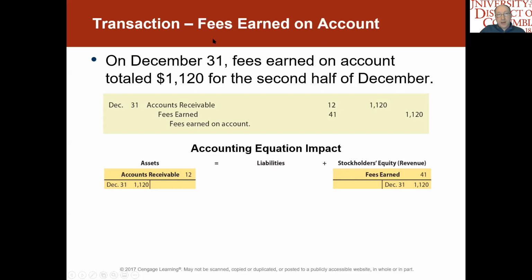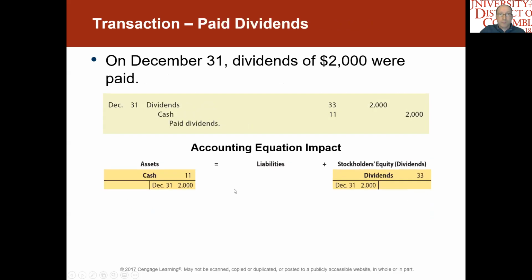December 31st, I made sales on account for $1,120. So December 31st, accounts receivable. To increase accounts receivable, I debit accounts receivable, $1,120. To increase my sales, I credit my sales account, which in this case is fees earned, $1,120, to represent fees earned on account. I debit accounts receivable, $1,120. I credit fees earned, which is my sales account, $1,120. The accounting equation is still in balance.